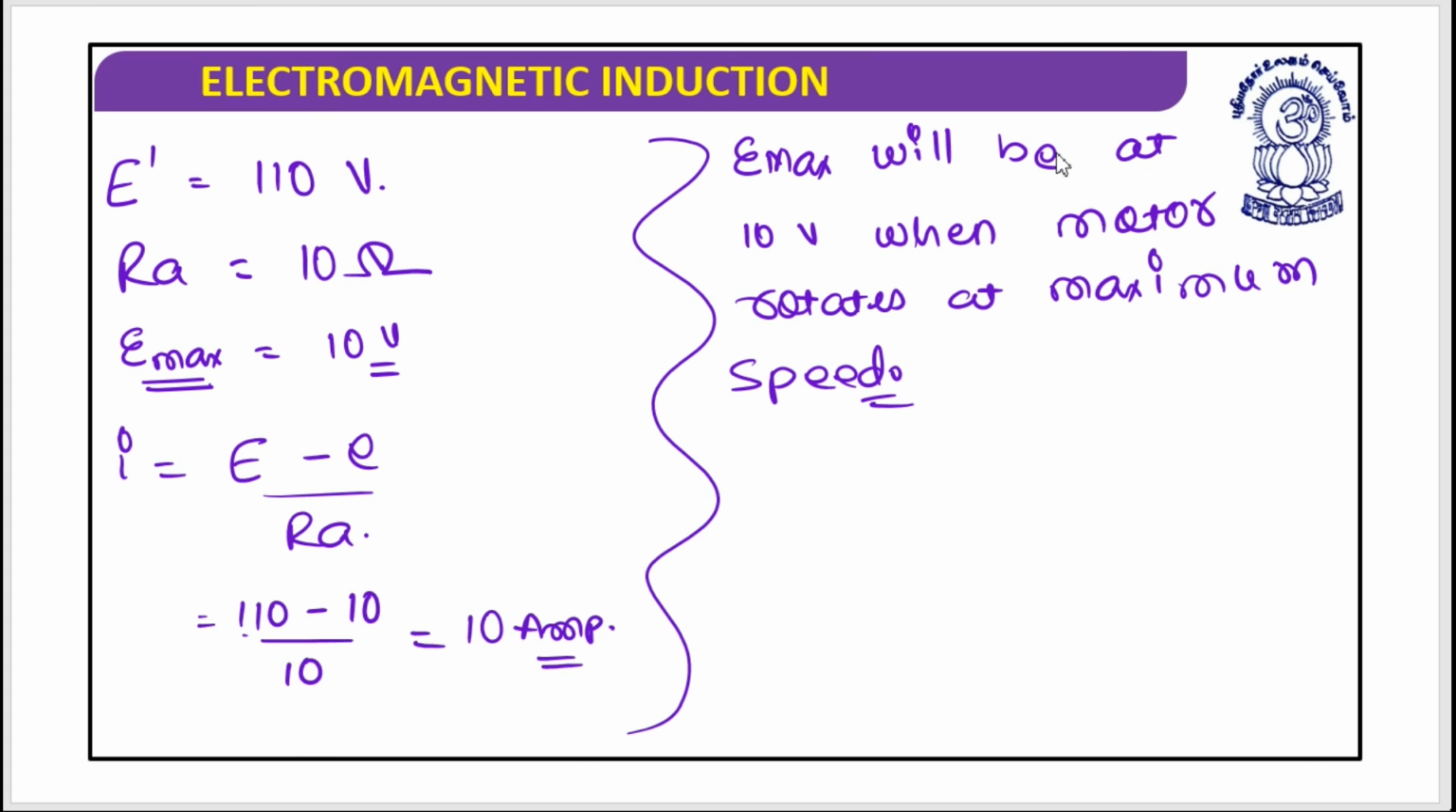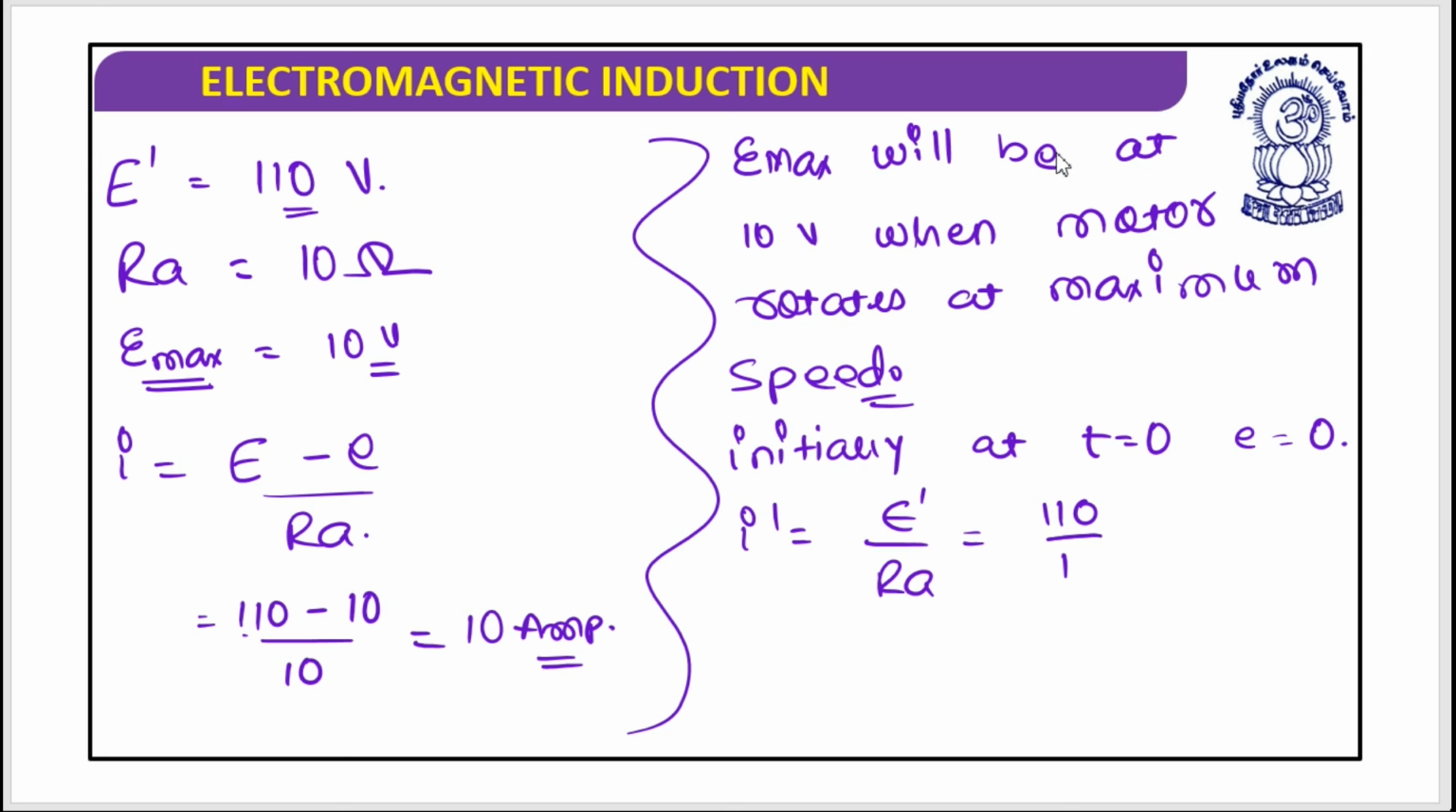So initially, that means at t equals 0, where the motor has just started, I can understand that back EMF is 0. And if it is 0, this I would be equal to E by RA. And this E, that means this E dash, is 110 divided by 10, which is equal to 11 ampere.